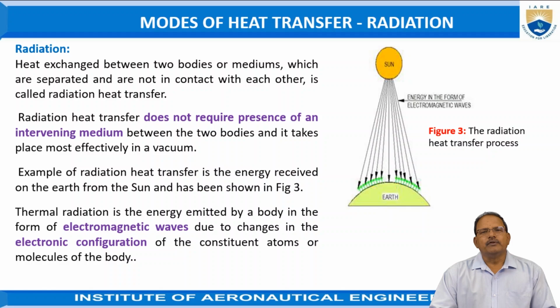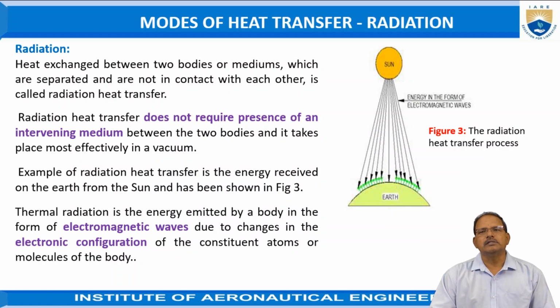Radiation. The radiation process takes place between two bodies or media which are separated by a large distance and do not have any physical contact with each other. This is called radiation heat transfer. It does not require the presence of any intervening medium. Generally, it takes place most effectively in a vacuum. For example, the heat transfer from the sun to the earth is an example of the radiation process.